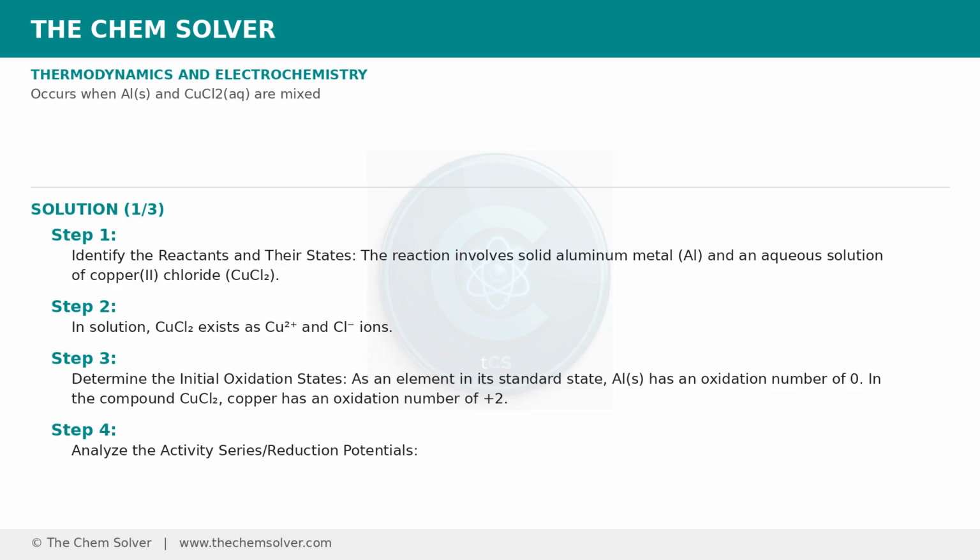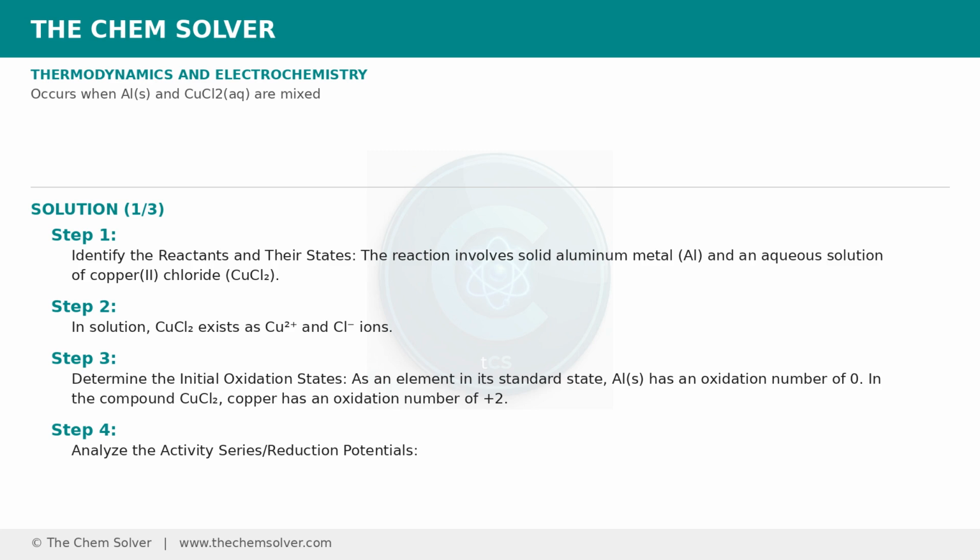Identify the reactants and their states. The reaction involves solid aluminum metal, Al, and an aqueous solution of copper(II) chloride, CuCl2. In solution, CuCl2 exists as Cu²⁺ and Cl⁻ ions.